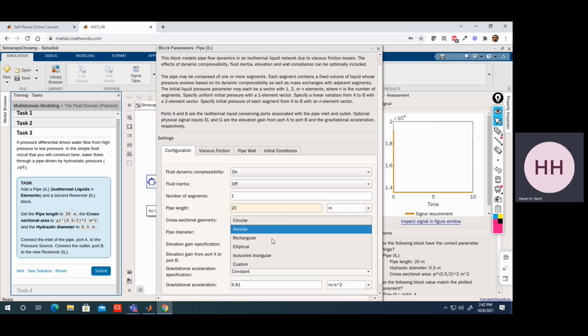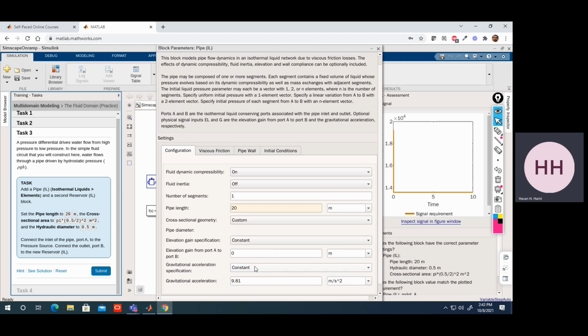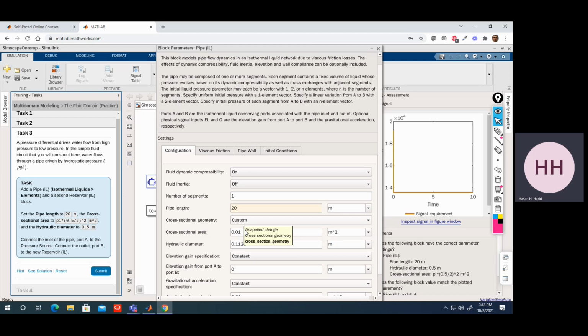It's alright. If we set it to custom, I don't think this will work. Okay, we put it custom, etc. It's actually the same, it turns out to be the same. But let's put it custom so that in this case we are defining our area ourselves. So pi times 0.5 over 2 squared, so that we follow the model exactly. But we don't need that, as it was doing exactly the same. Hydraulic diameter 0.5.